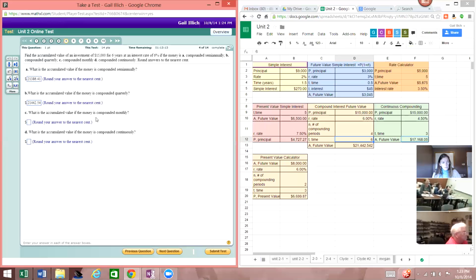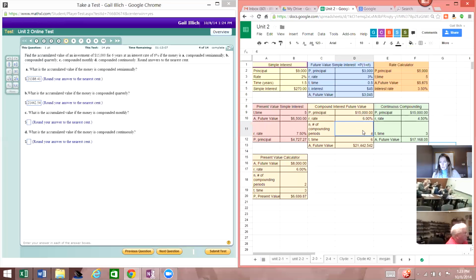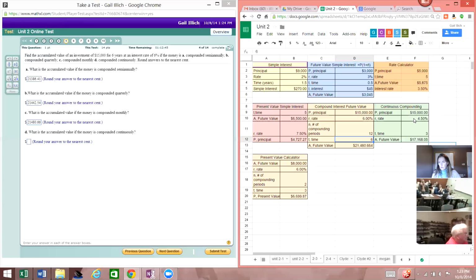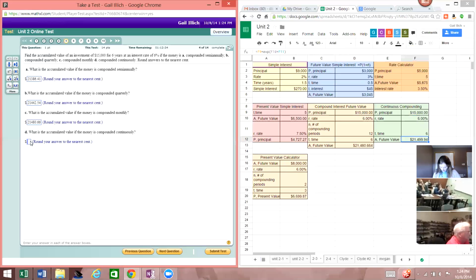What is the accumulated value if the money is compounded monthly? So what should we do for the monthly? 12. Change the 4 to a 12. 21,480.66. Okay, and what is the accumulated value if the money is compounded continuously? It looks like somebody may have done that for me. Okay, so it was 15,000. I got to change the interest rate on this one to 6%. And it's 6 years. So 21,499.94.